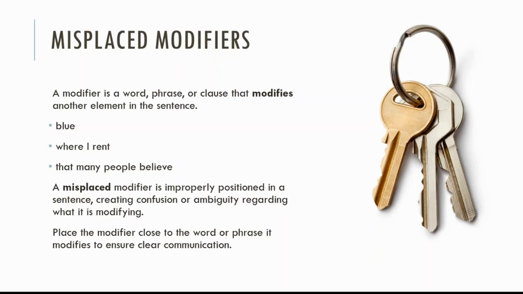So the next two are to do with modifiers, and a modifier is a word, phrase, or clause that modifies, changes another element in the sentence. It describes it. I just gave some examples here, like blue, a color, is a modifier. It's an adjective. It describes something. Phrases actually can be used to modify something, like the apartment where I rent. Even a clause can be a modifier, like that many people believe.